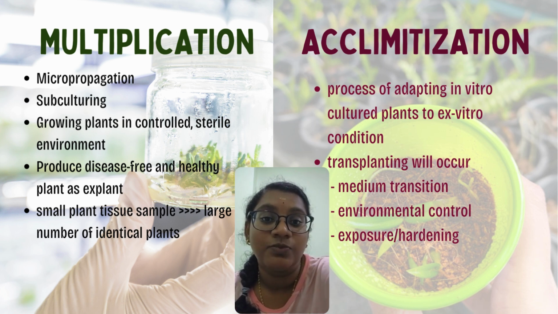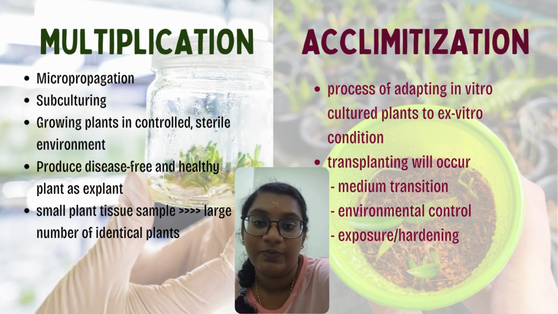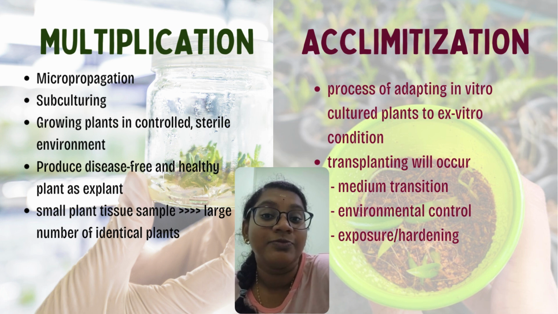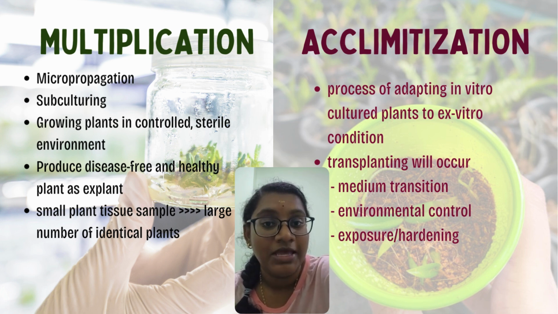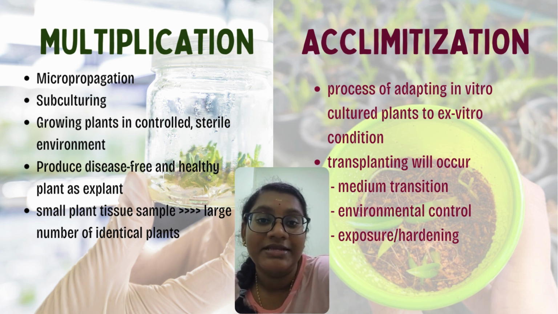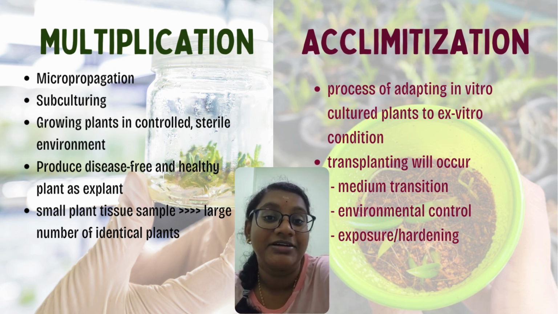Meanwhile, subculturing is the removal of the medium and transfer of the shoots or callus from the previous culture into a fresh growth medium, a procedure that enables the further propagation of the cell line or cell strain. So at the end of the day, we will produce a disease-free and healthy plant. Shortly, we can say that multiplication occurs when small plant tissue produces a large number of identical plants.